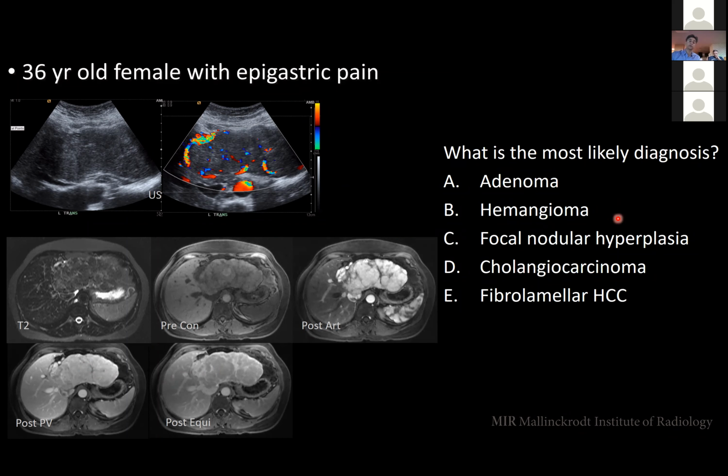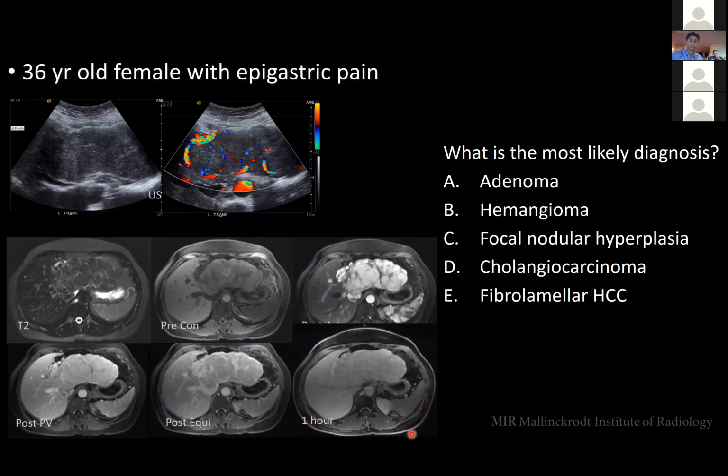Is it a hepatic adenoma, hemangioma, focal nodular hyperplasia, cholangiocarcinoma, or fibrolamellar hepatocellular carcinoma? I will show you one more image here, and that will be the 1 hour delayed. Here is a 1 hour delayed image.